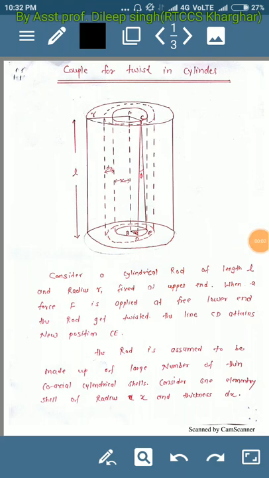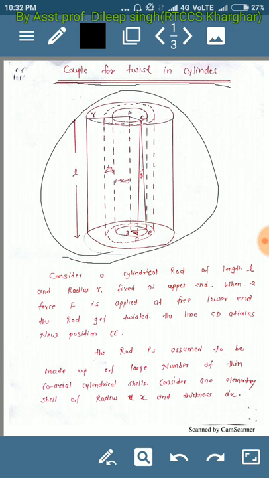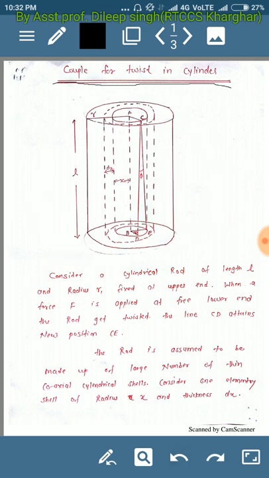Students, this is the last video of the elasticity chapter, that is couple for twist in a cylinder. Couple means pair, or here couple basically relates to the torque. It means we are going to rotate something, and that something is nothing but this body, and we will find what is the value of twist. The most important part of this is to understand this diagram. Students, everything is in this diagram.